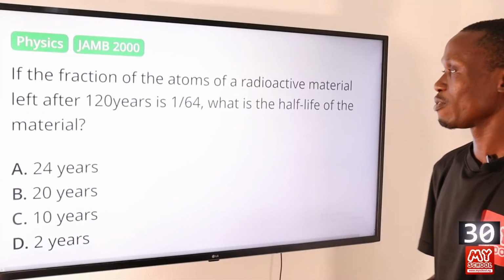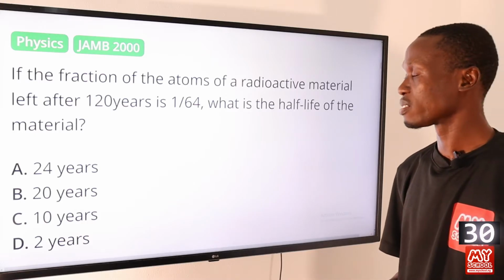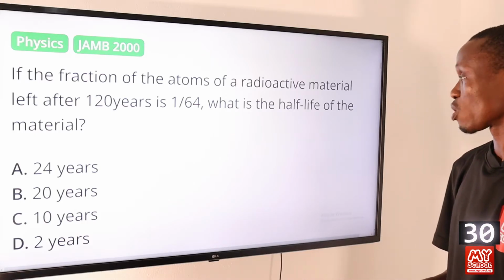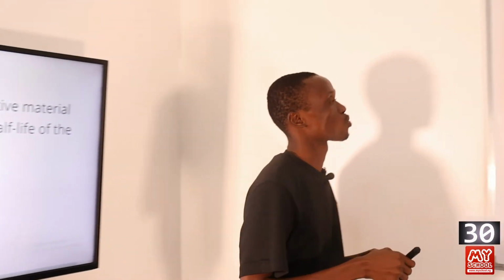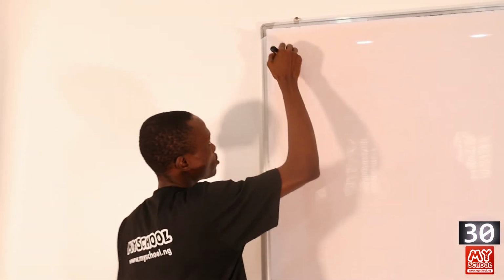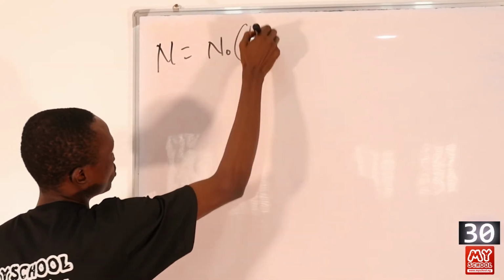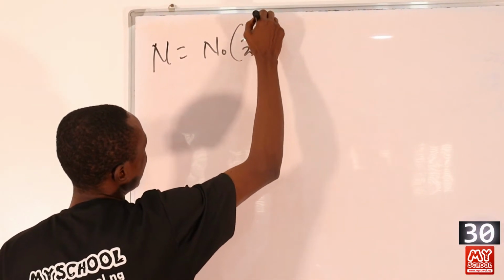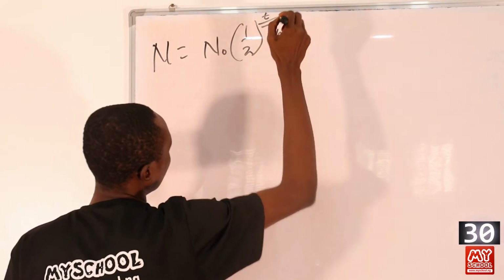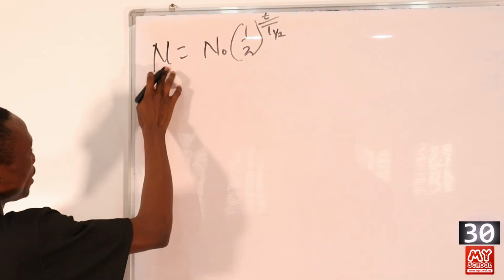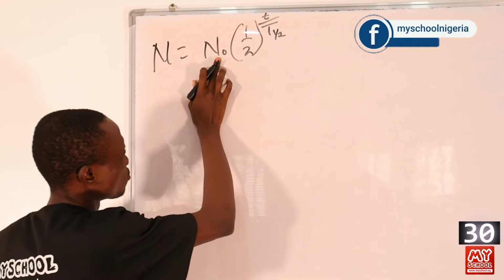Question 30. If the fraction of the atoms of a radioactive material left after 120 years is 1/64, what is the half-life of the material? So let's move to the board to provide answer to this question. So we use this formula: N is equal to N naught (1/2) raised to power t divided by the half-life, t subscript half, where N naught stands for the original mass of the material, while N stands for what is left.